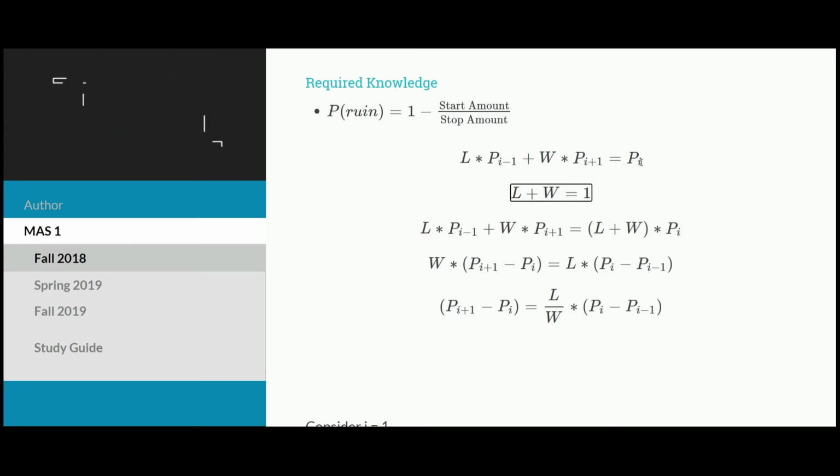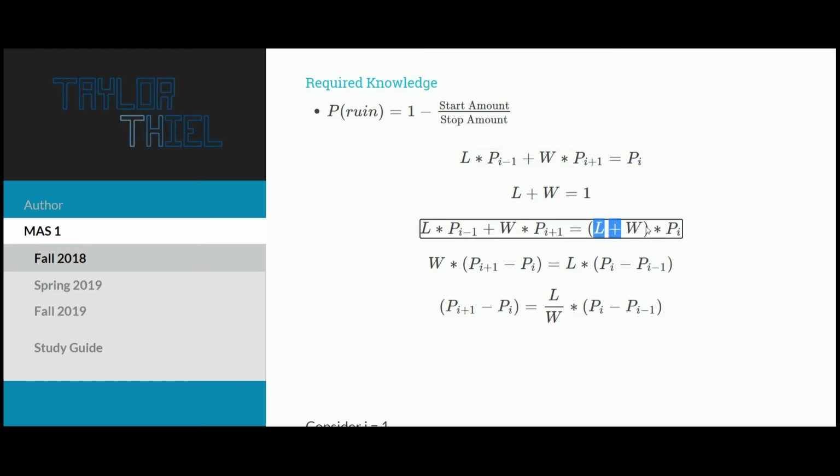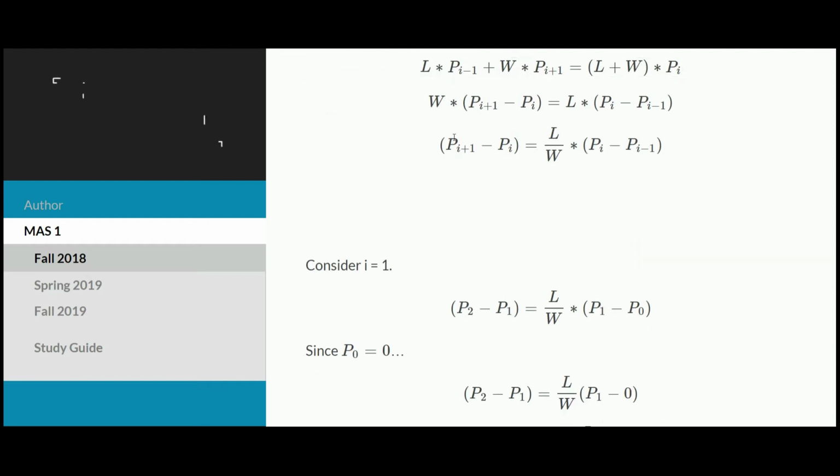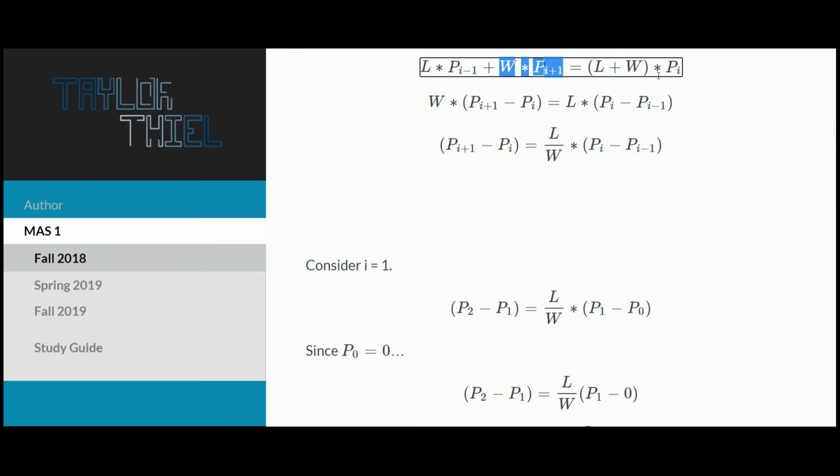Also, we're playing a game where you either win or lose a given round, so L plus W equals 1. So what we can do is multiply the left side of this first equation by 1, written out as L plus W. Then we get like terms together, so we have W times P subscript I plus 1, and then we subtract P subscript I times W from the right side to get it over here. Likewise, we have P subscript I times L, and then we subtract L times P subscript I minus 1. So we have this, and then finally we divide both sides by W.